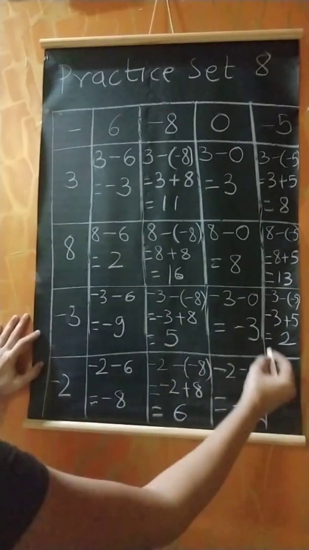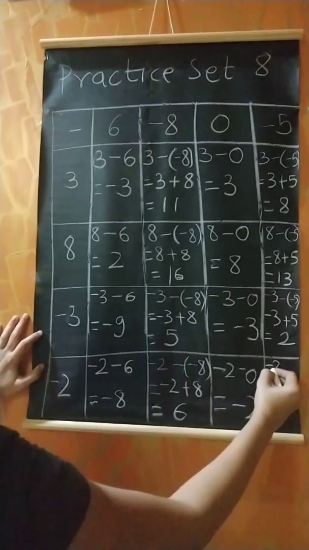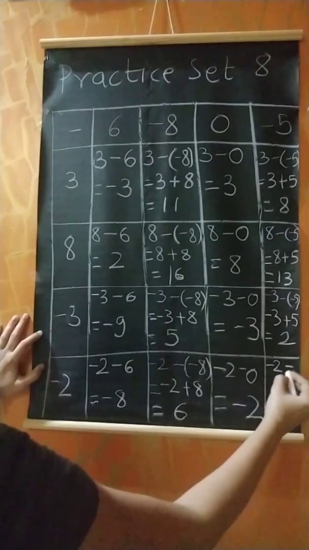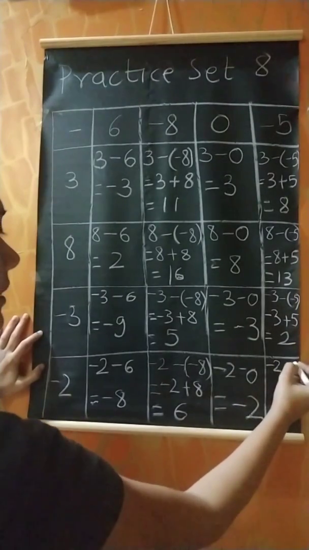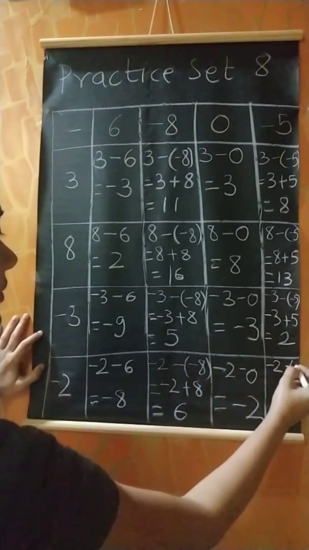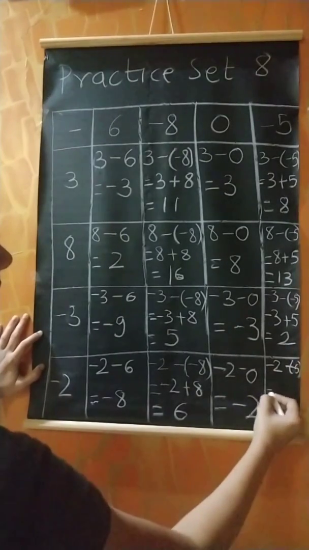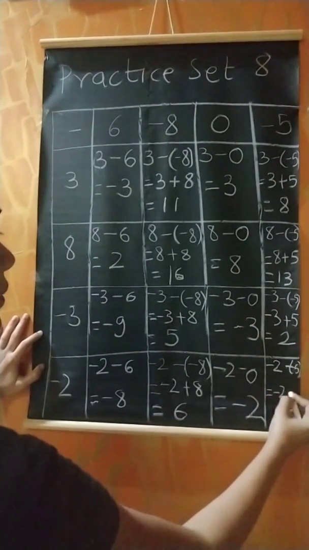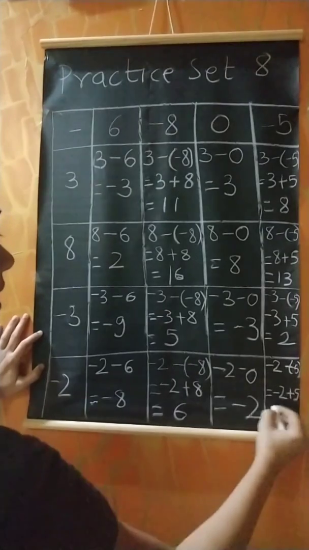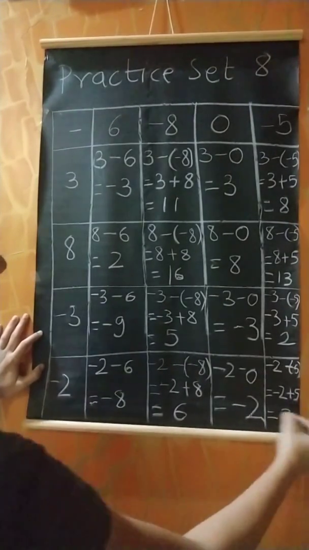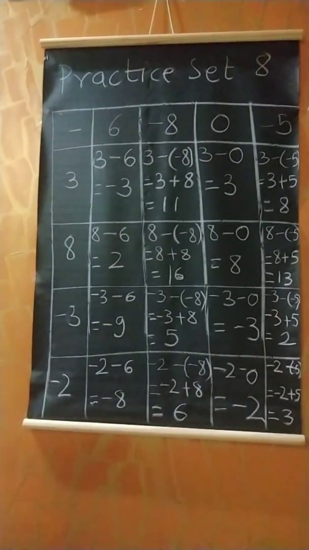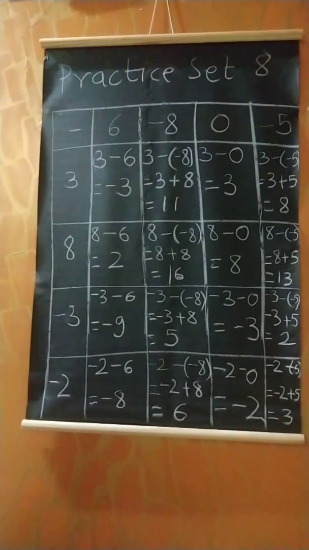Last one, same: minus 2 minus (minus 5). Here also minus 2 plus 5, that is 3. Okay, understand, everyone? The remaining 4 vertical columns along with this are your today's homework.